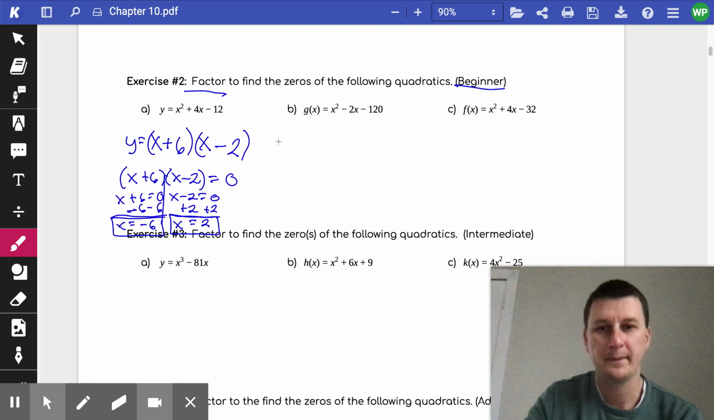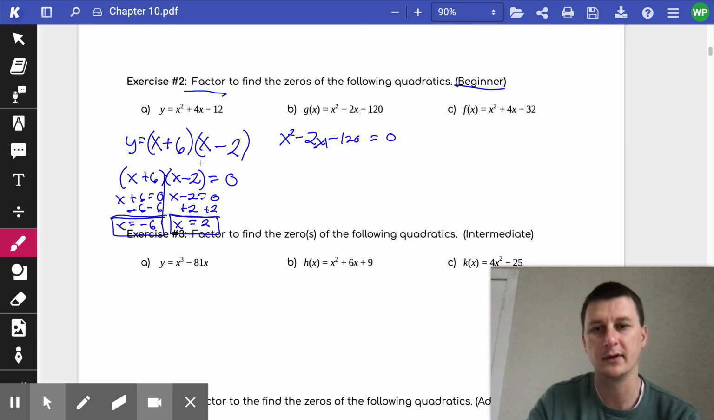In part B, we're going to do the same thing. So again, we're going to have x squared minus 2x minus 120, and we're going to set this equal to 0. A little bit different order than the first one, but all the same thing happening. So we're going to factor this side to two numbers that multiply to 120 and combine to 2.